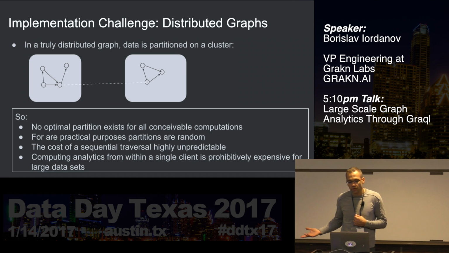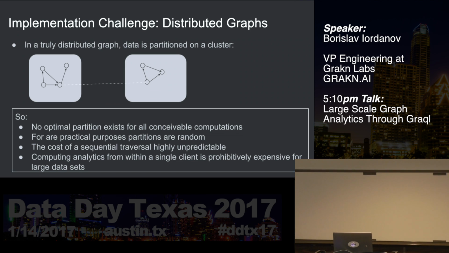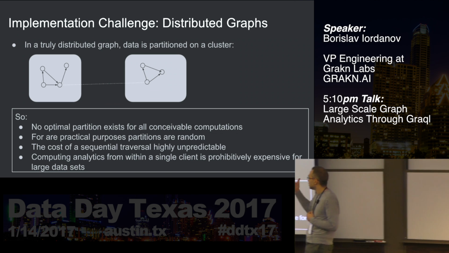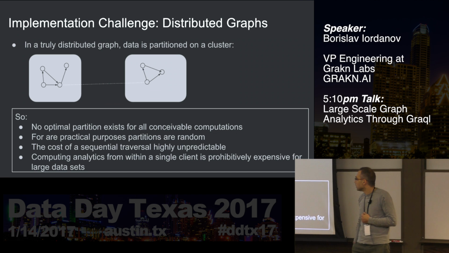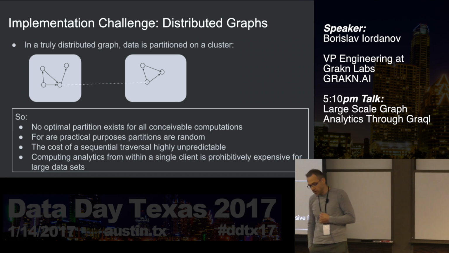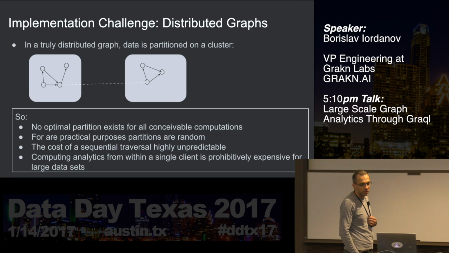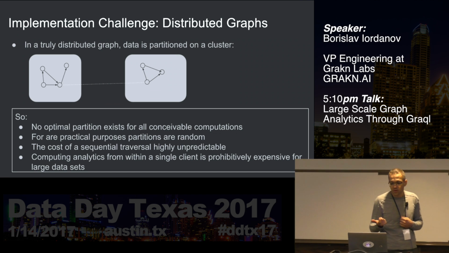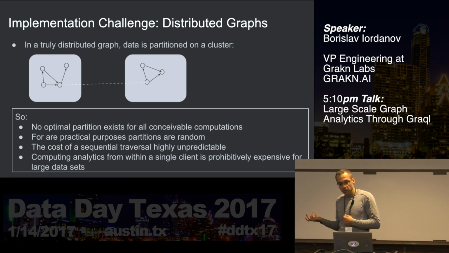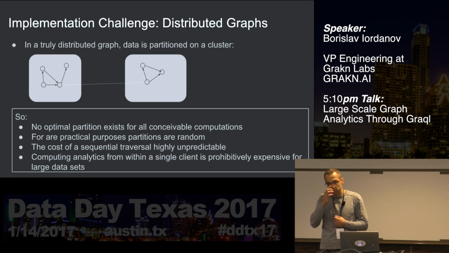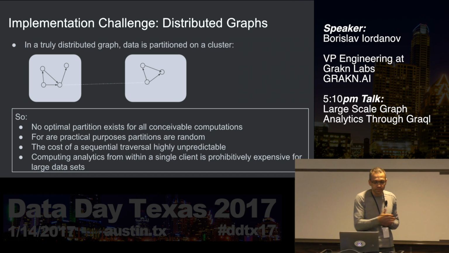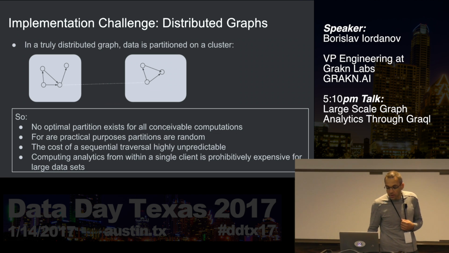So here I'm depicting two hypothetical machines that share some data, that share one vertex, for example. The other vertices are not shared between the two machines. And there is no optimal partition of the data between machines for all conceivable computations, right? So for all practical purposes, the way the data is distributed is pretty random.